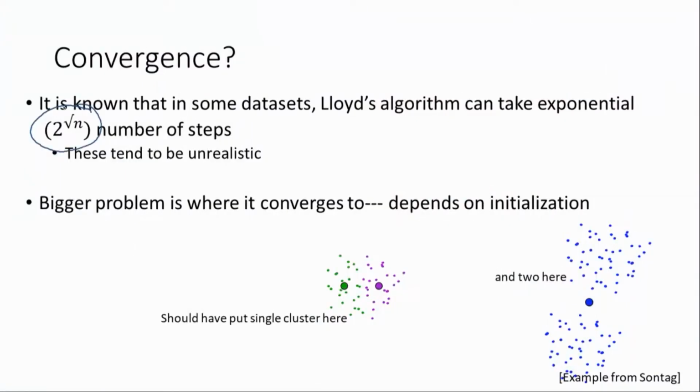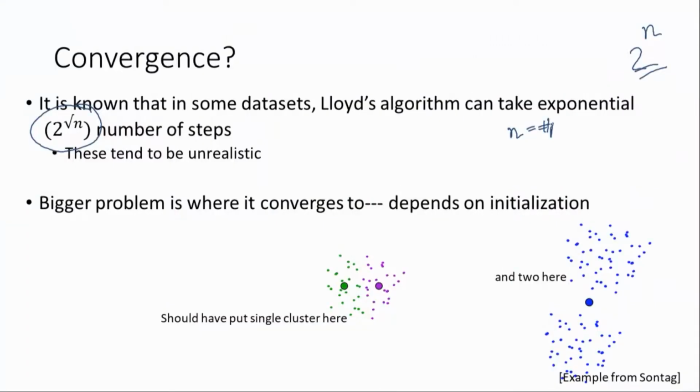We said that it does converge in 2 to the n. However, it is known that there are data sets in which it can actually take 2 to the square root n steps. It's not very easy to come up with these data sets. It's pretty unrealistic data sets. But there are data sets in which, if n is the number of points, K-means, Lloyd's algorithm, can run up to 2 to the power square root n steps, which is not very good news at all, right?